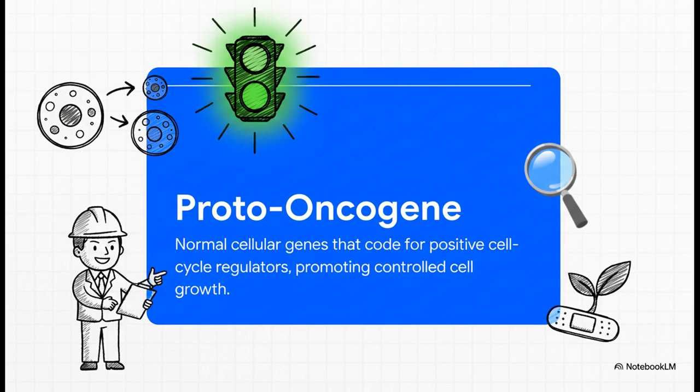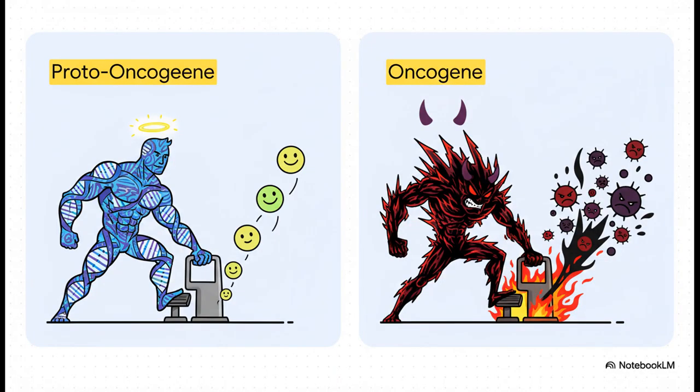Think of them like super responsible managers, making sure new cells are made when you need them, for healing, for normal growth. They're the carefully controlled go signal. And this really breaks it down, doesn't it? The proto-oncogene, that's our hero. It's the gas pedal you use carefully, tapping it just right to get where you're going. But when that gene mutates, it becomes an oncogene. That's our villain. Now the gas pedal is stuck to the floor, and you've got this relentless, uncontrolled, cancerous growth.